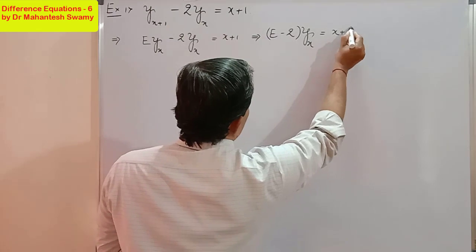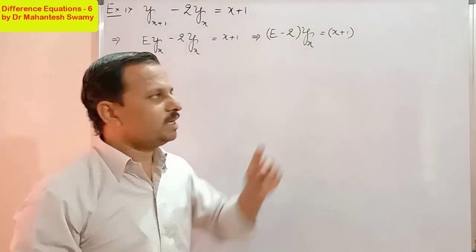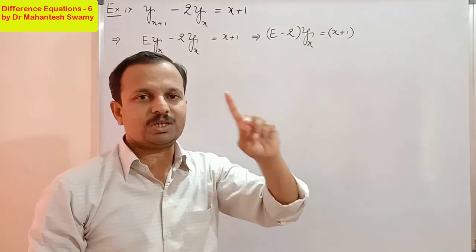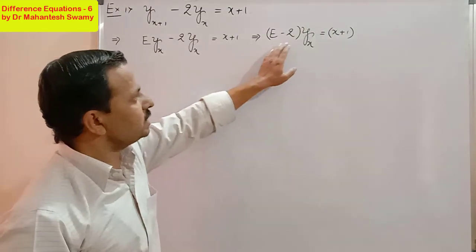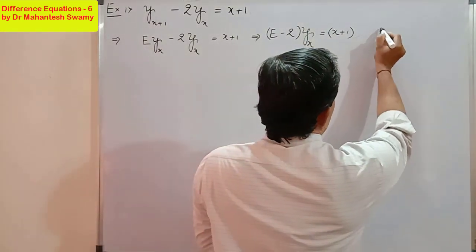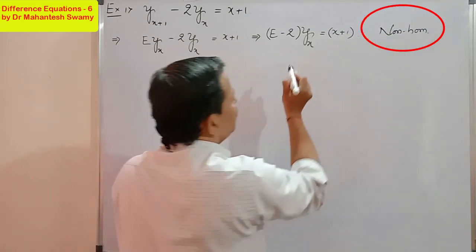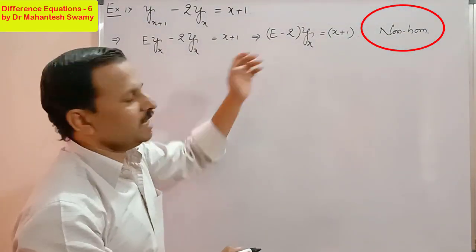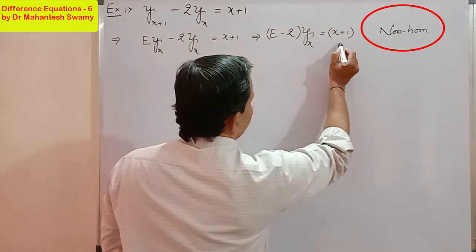x + 1. So here the right hand side function is a polynomial function of degree 1, that is b(x) is a polynomial function of degree 1, therefore it comes under case number 1. Now it is a non-homogeneous difference equation of first order which is linear. Let us call it equation number 1.